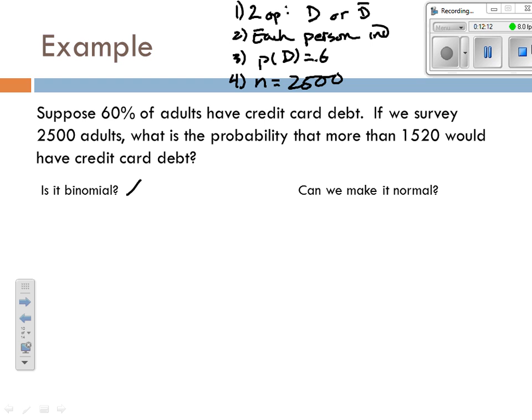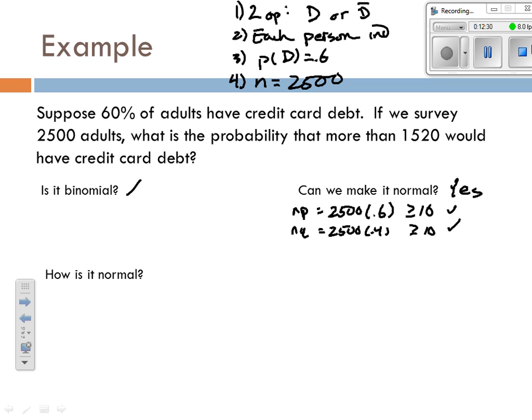Can we make it normal? So np and nq. So 2,500 times 0.6, 2,500 times 0.4. These are both greater than or equal to 10. So can we make it normal? Yes. So how is it normal? Well, we need a mean, which would be n times p, 2,500 times 0.6.